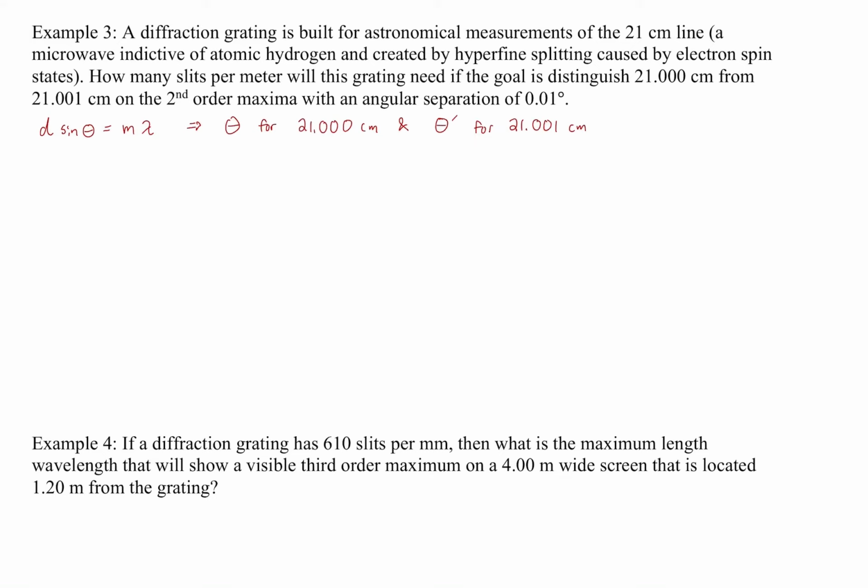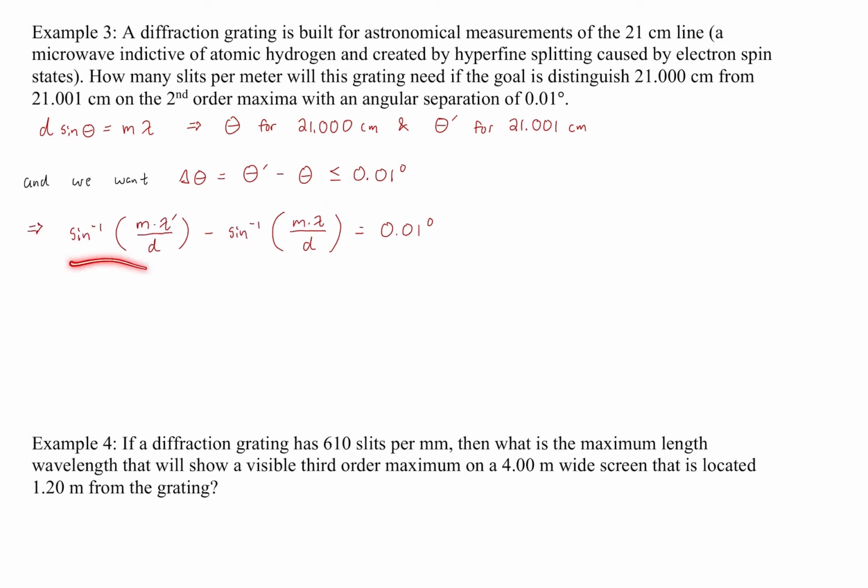Okay, all right, so same formula. And we're going to have theta for 21 exactly, or at least to 3 significant figures centimeters, and then theta prime for that other value, the value that's off, 21.001 centimeters. Okay, so we want the difference in theta, that's theta prime minus theta, okay, to be less than or equal to 0.01 degrees. Okay, well, we can use the formula for maxima to replace these two expressions, theta prime and theta. So just look like this, right? All I've done is just use that formula twice.